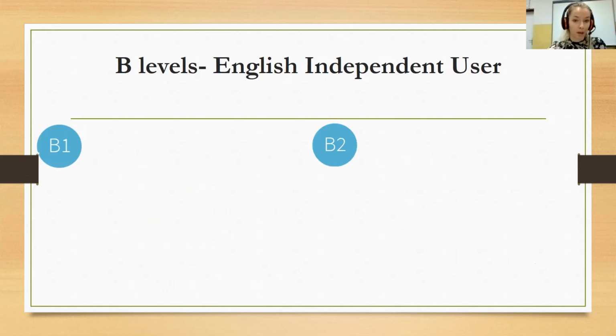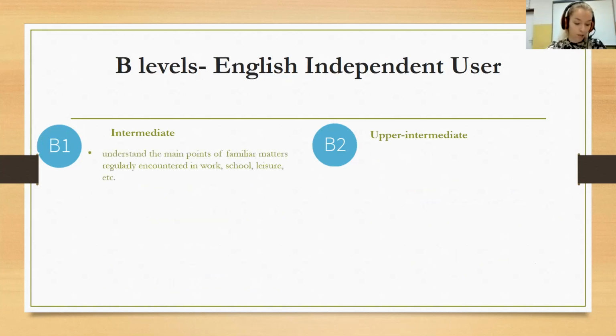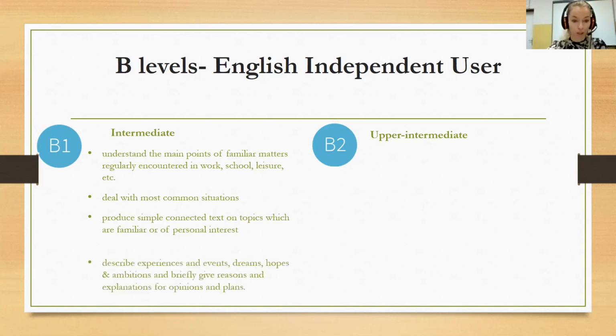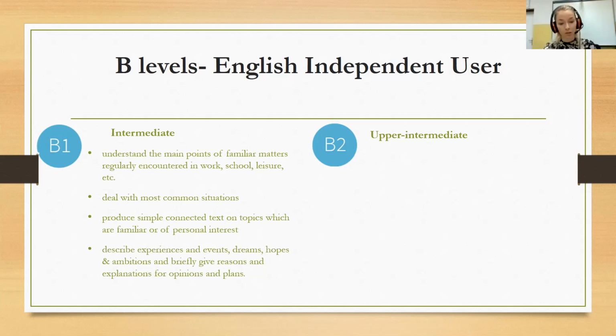Next level are B levels. These are English independent users. B1 intermediate and B2 upper intermediate level. B1 can understand the main points of clear standard input on familiar matters regularly encountered in work, school, leisure, etc. He can deal with most common situations, can produce simple connected text on topics which are familiar or of personal interest, and can describe experiences and events, dreams, hopes, and briefly give reasons and explanations for opinions.